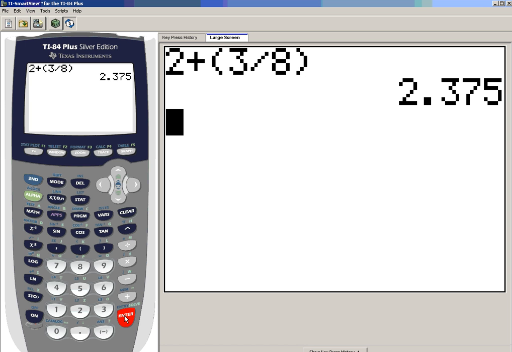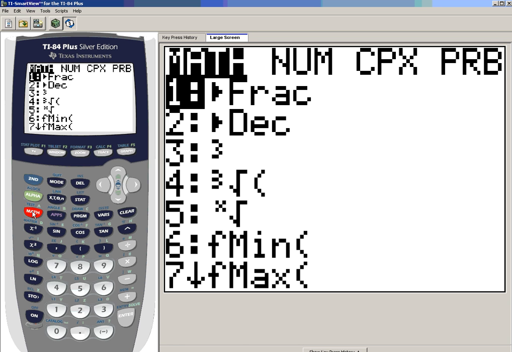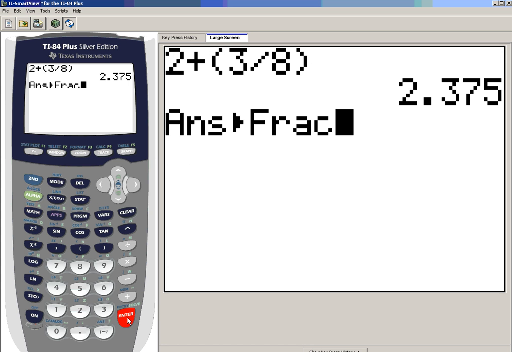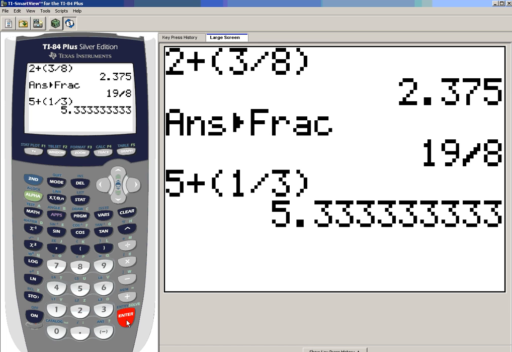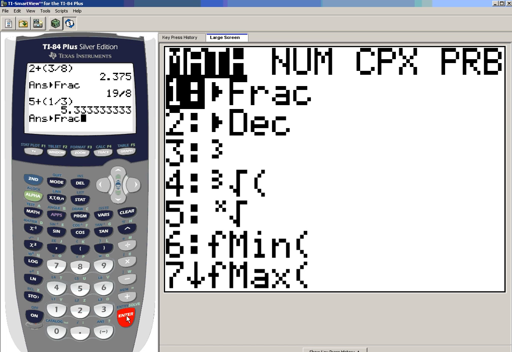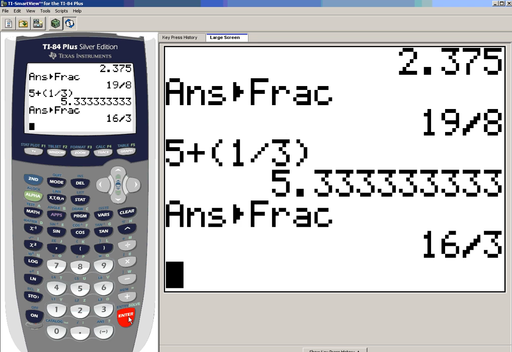The calculator will always give you the decimal. You can easily change that decimal to a fraction on the calculator by hitting the math key. First command underneath the math menu is change to fraction. Select that, hit enter, and there's the fraction of 19/8. Second one, 5 1/3. 5 plus the fraction 1/3. Hit enter, there's the decimal, math, change to fraction, hit enter, and there's the fraction 16/3.